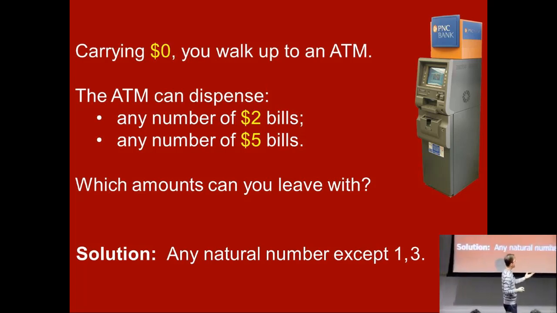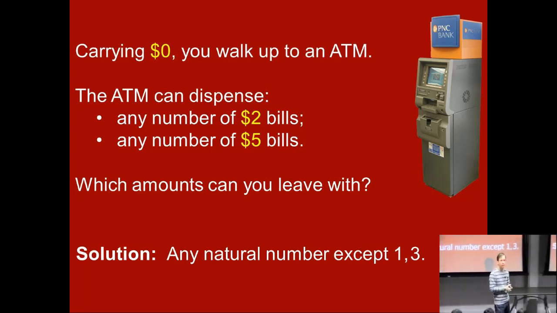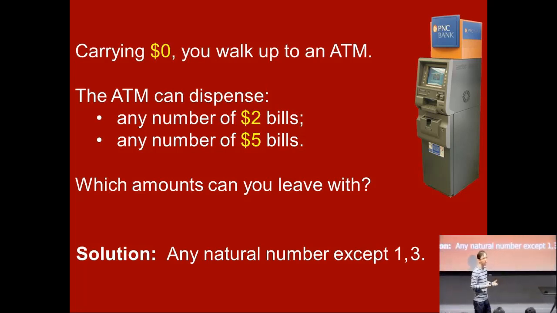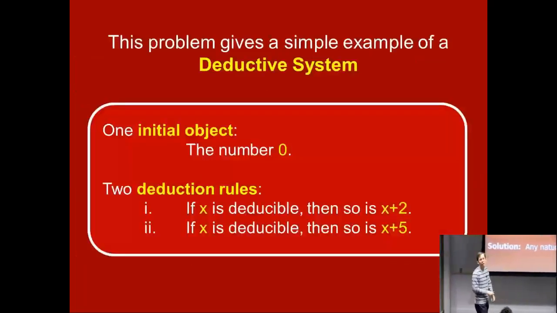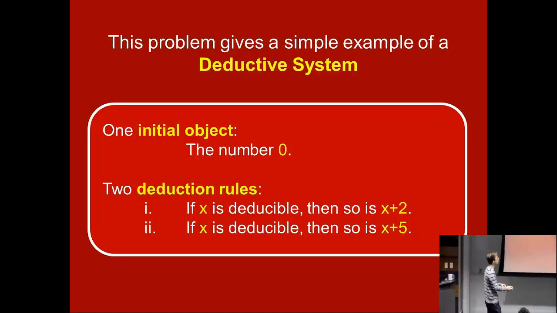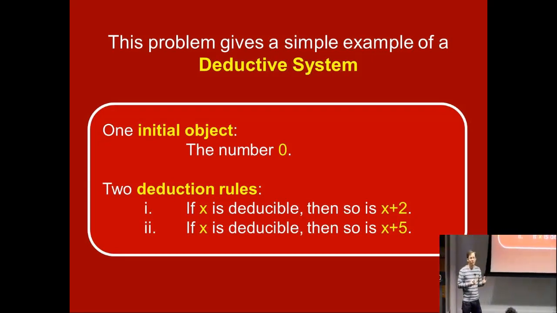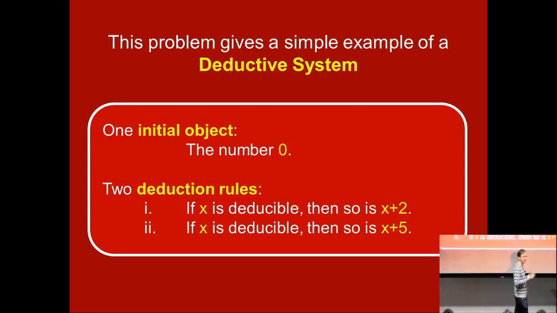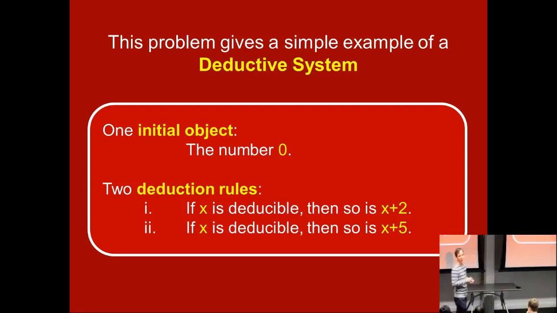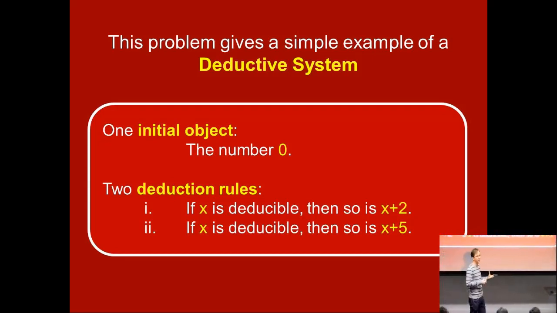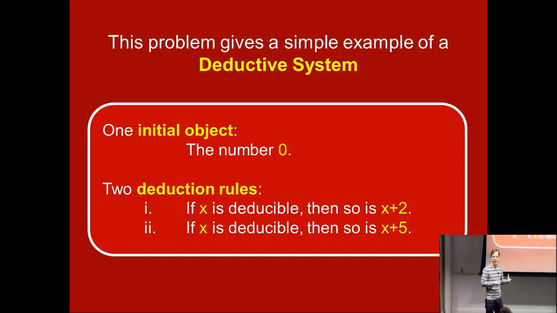Now, I raised this example not so much because of its actual, arithmetic puzzle nature, but more because it's an example of a simple problem that can be modeled with what I'll call a deductive system. Okay, so this box kind of contains it as a deductive system. We have an initial object, which is the number 0. And we have two what I'll call deduction rules, which is that if x is deducible, or in this context, x is an amount that you can get, then you can also get x plus 2 by adding a $2 bill. And also, if you can get some amount x, then you can also get x plus 5, by adding a $5 bill.